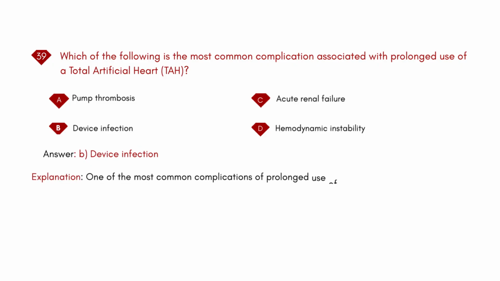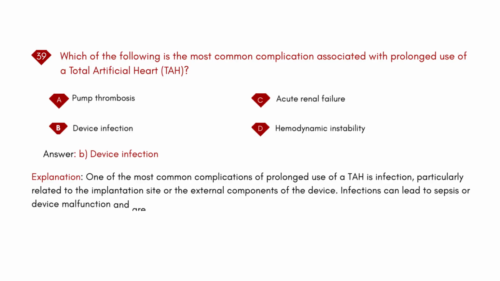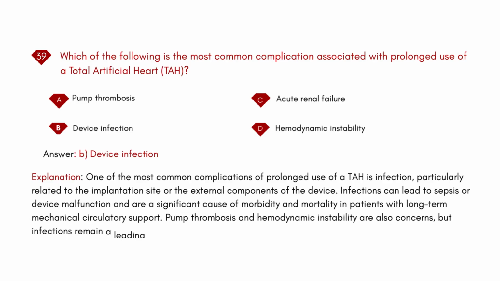Explanation: one of the most common complications of prolonged use of a TAH is infection, particularly related to the implantation site or the external components of the device. Infections can lead to sepsis or device malfunction and are a significant cause of morbidity and mortality in patients with long-term mechanical circulatory support. Pump thrombosis and hemodynamic instability are also concerns, but infections remain a leading issue.